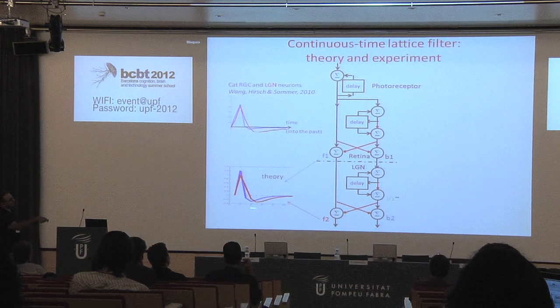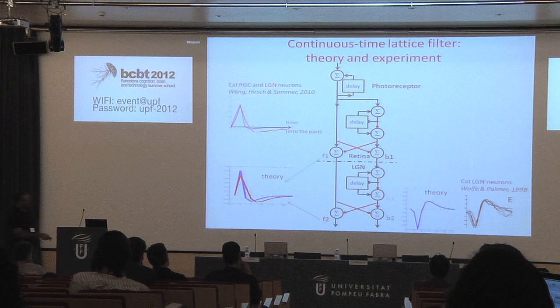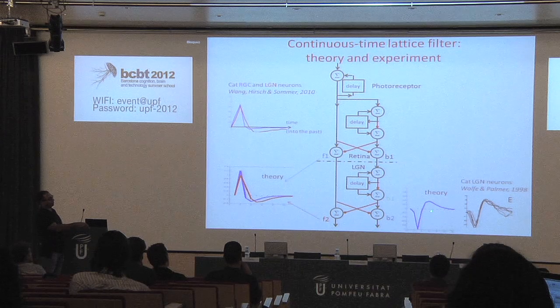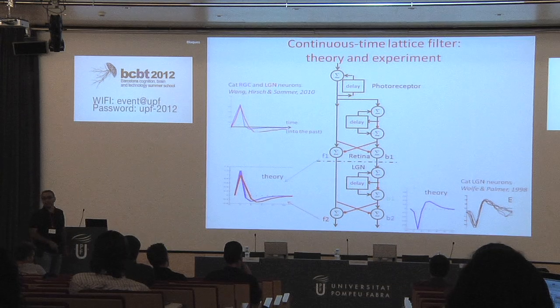So this is the theoretical filters, and these are the experimental ones. These are the ones that show the growing temporal extent from retina to LGN. And this is the prediction for the backward filter in the continuous time framework. You can see now you get a wide second phase, just like has been measured by Wolf and Palmer.